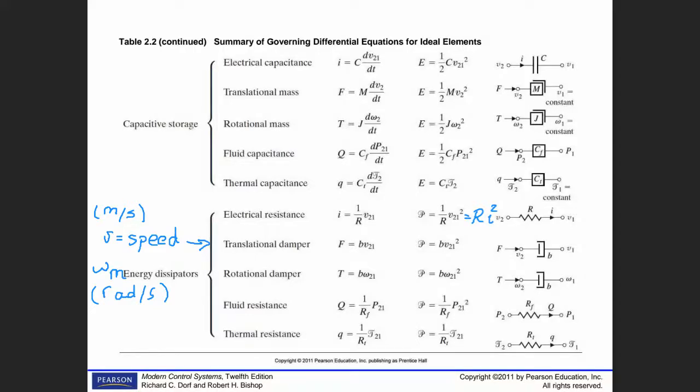So translational damper, that means loss, by the way. That is loss. Kırmızıyla gösterelim bunları. Bunların hepsi loss. So you cannot get it back. Heat olarak, it is converted to heat and dissipates. Rotational damper as well. Loss.